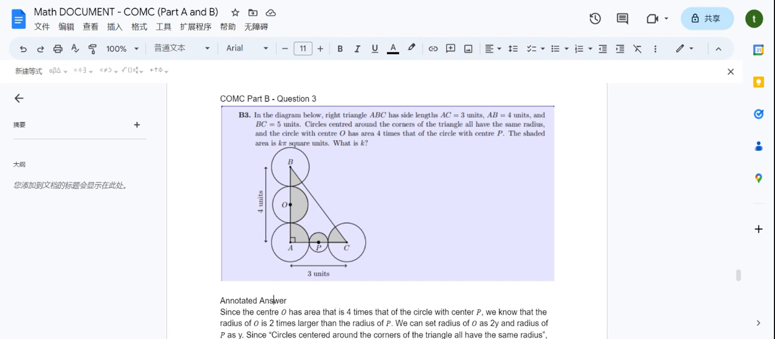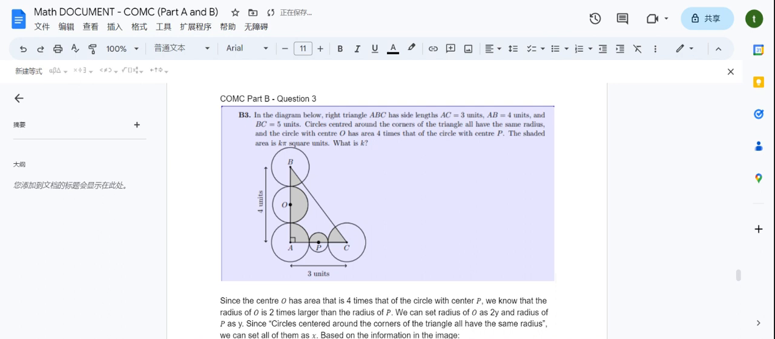Circles centered around the corners of the triangle have the same radius, and the circle with center O has area 4 times that of the circle with center P. The shaded area is K pi square units. What is K? This question, when first seen, might look difficult and complex, but when solved it's not that difficult. Let's start.